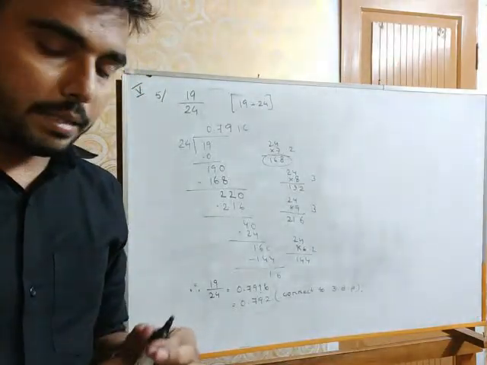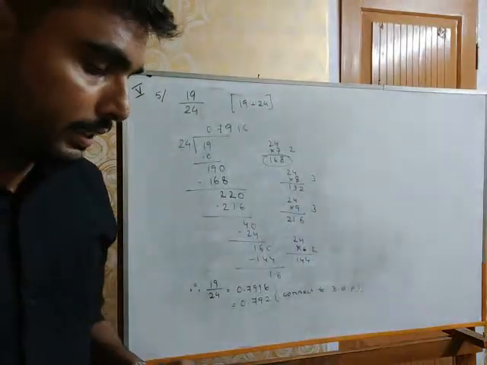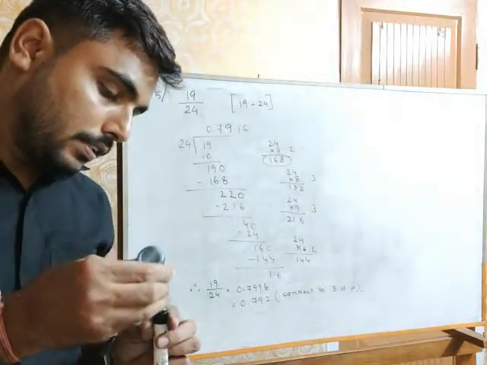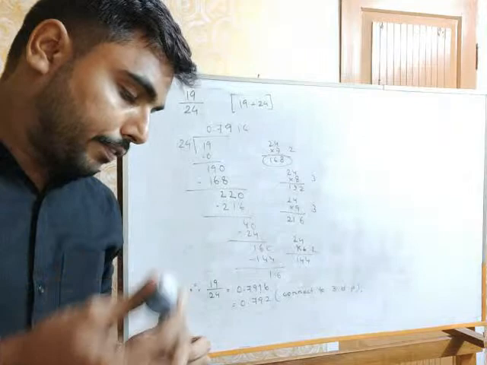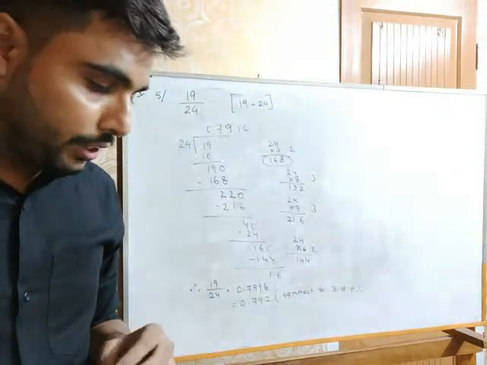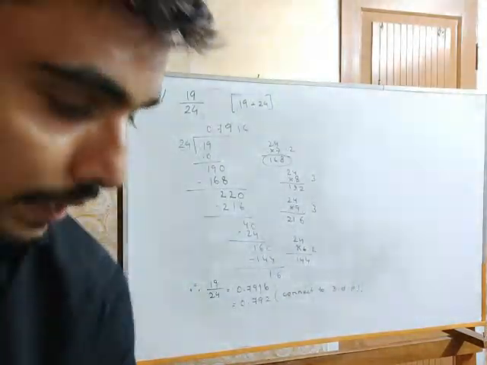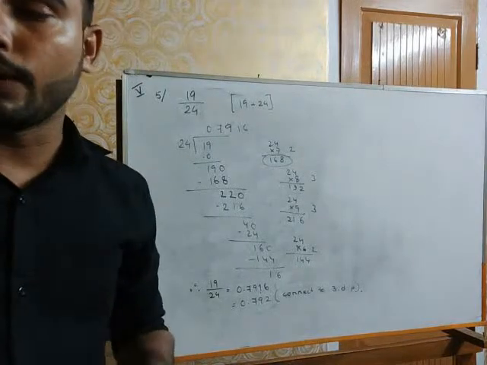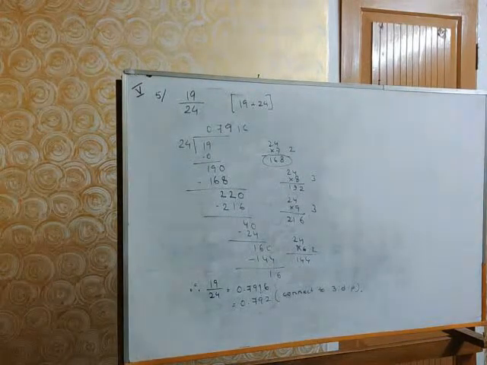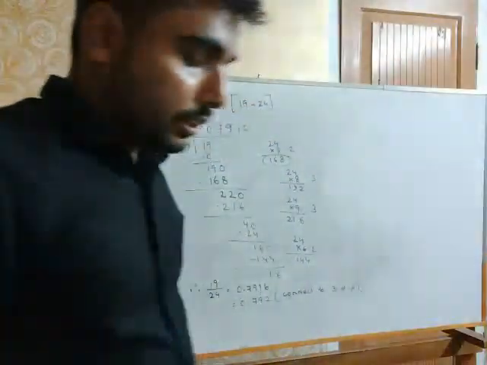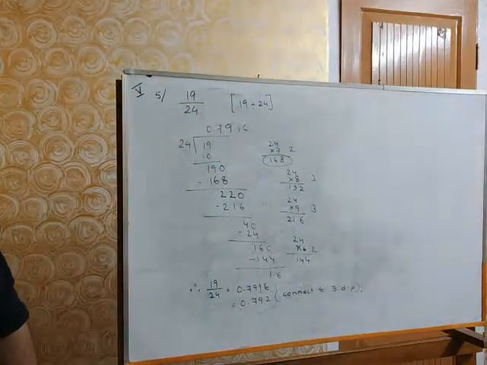Question number 6, MCQs. If 6 people equally share a bill of rupees 98.10, how much does each pay?